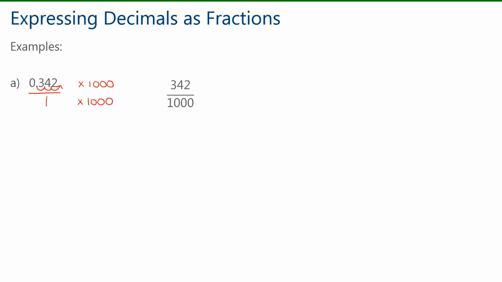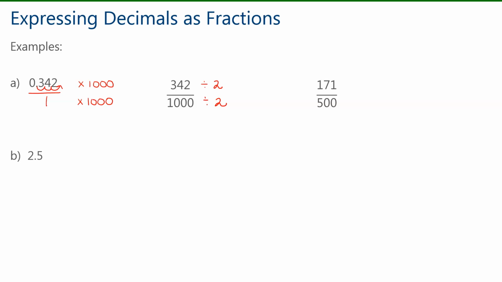As with any fraction, we must always make sure that our fractions are in lowest terms. When I look at 342 and 1,000, the only number that's common between the two is 2. So 2 is our greatest common factor. When I divide the numerator and the denominator by 2, I get 171 over 500.